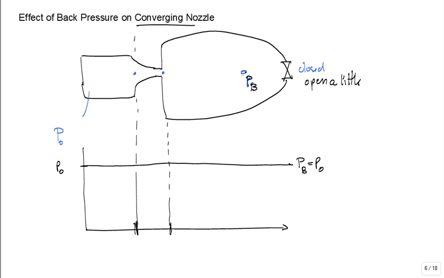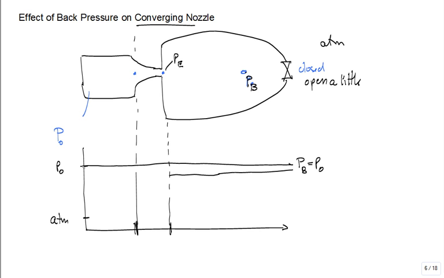What's going to happen to PB? It'll drop a little bit. Okay. I forgot to put atmospheric pressure. Let's put atmospheric pressure right here. So if you open the valve and out here is atmospheric pressure, it can drop. But it's not going to drop all the way, it's going to drop a little bit. So right in here is the new back pressure. It's pretty well constant. What happens here is that the exit pressure is equal to the back pressure.